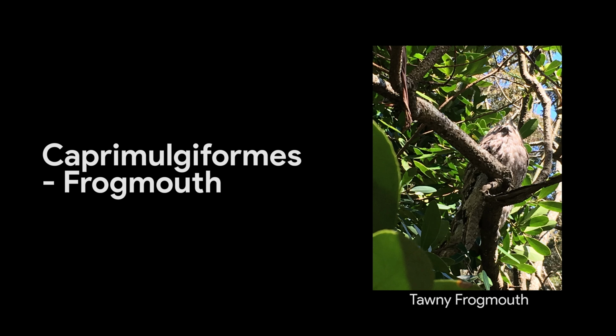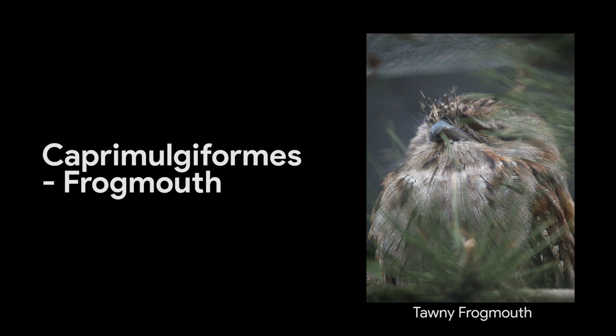The order Caprimulgiformes includes the frogmouths, oilbirds, nighthawks, whippoorwills, and nightjars. These birds are mostly nocturnal or appear at dawn and dusk. They're camouflaged in colourings and they have a wide mouth edged with bristly feathers.